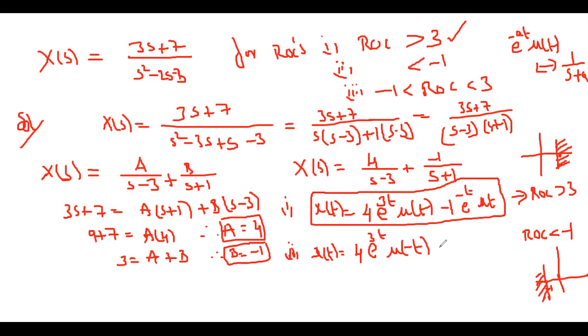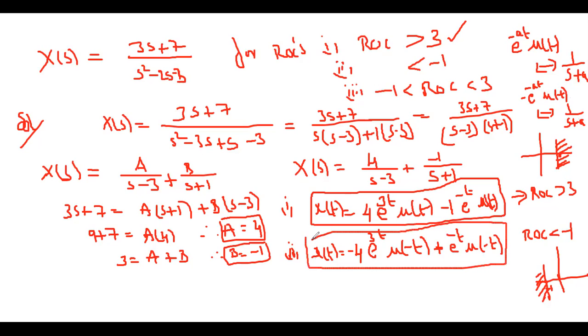And for that mu of minus t, here you can keep the minus also. If it is minus e power minus at, mu of minus t, the Laplace transformation is 1 by s plus a. But the ROC is different for this one. Similarly, we already have the minus there. Now it becomes plus e power minus t mu of minus t. So both are minus t's. Minus e power minus at, mu of minus t is 1 by s plus a for the negative real axis. It is for the ROC less than minus 1.